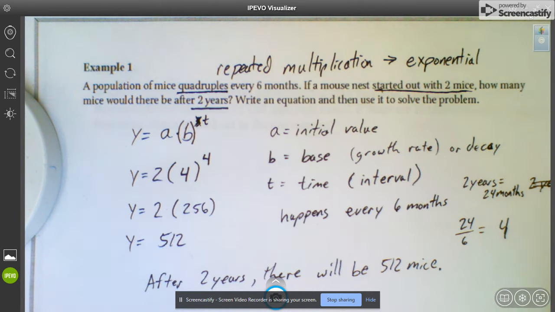We're assuming an ideal situation where none of the mice are dying or anything like that. None of that's mentioned in the problem, so you don't account for any of that. So after 2 years, the population will be about 512 mice. Okay, that's the most basic type of exponential we'll have to deal with. Again, always make sure you're careful with the time piece because that's where it can get a little tricky. All right, moving on to example 2.